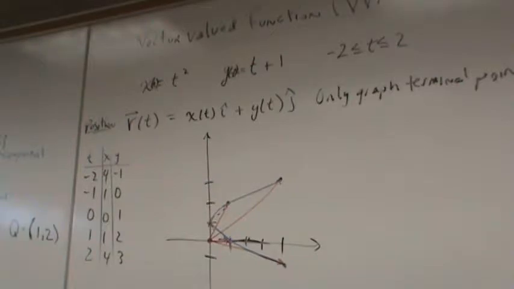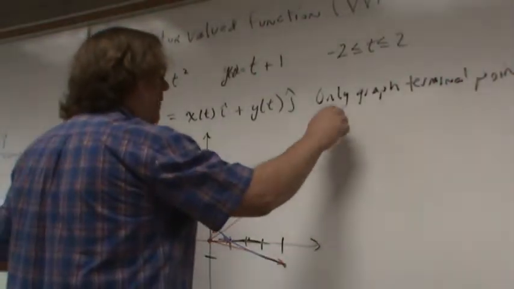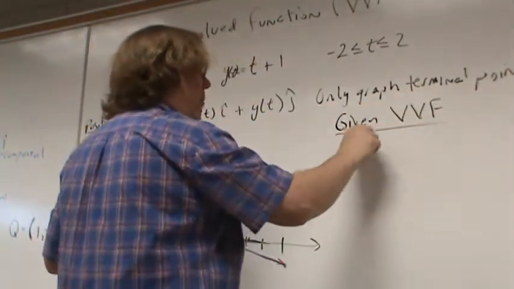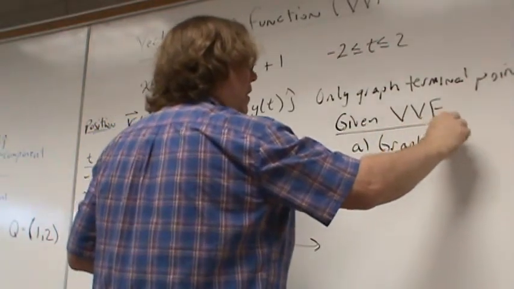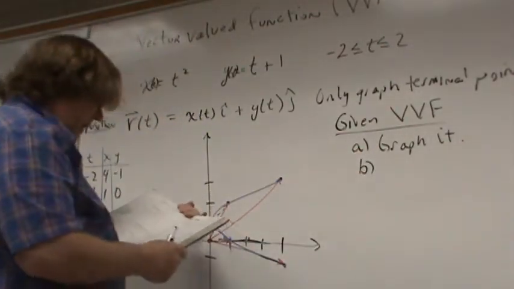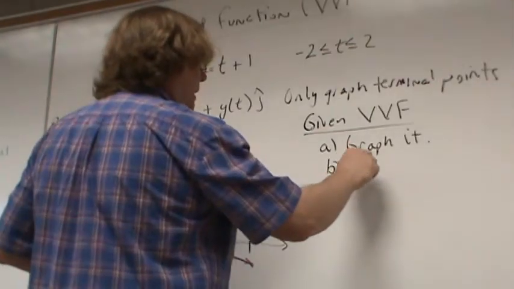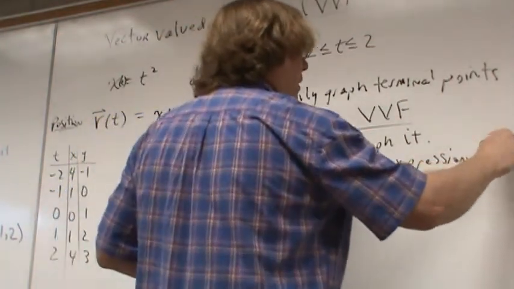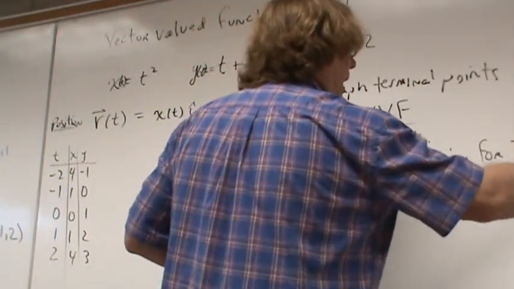So let me run through what I'm going to have you do on a problem that you're about to do, okay? I'm going to give you a vector-valued function. And then part A, you're going to graph it. And remember, you only graph the terminal points, but in your mind, you're thinking of them as vectors. And then B, you're going to get an expression for v of t and a of t.